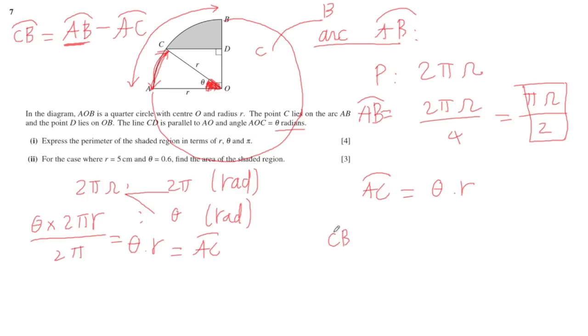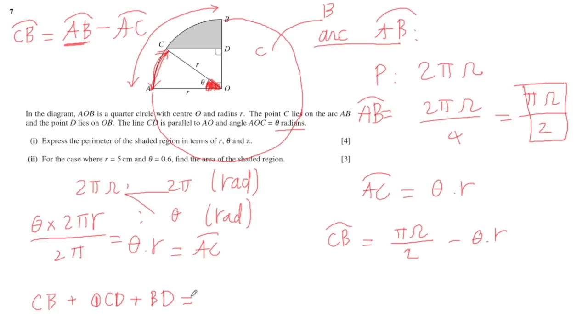And BC will be AB minus AC. Here is AB and here is AC. You know about BD and CD, so the perimeter of the shaded region will be combined from BC plus CD plus BD.